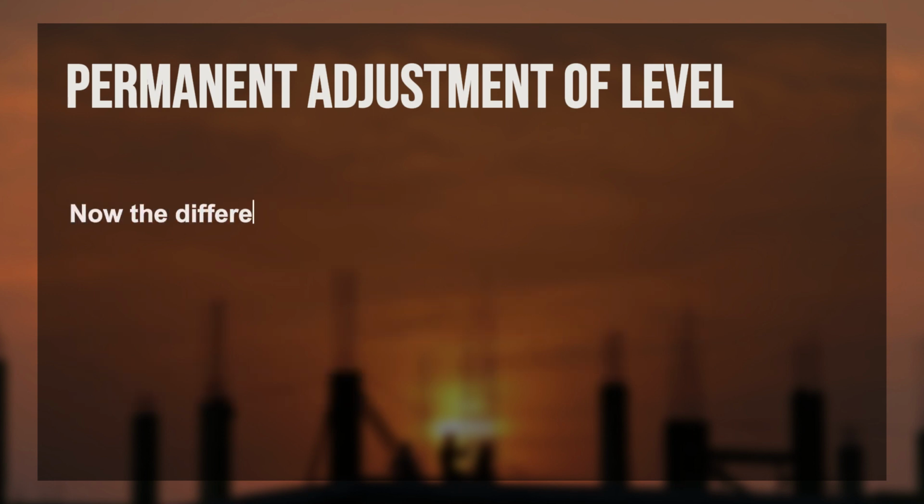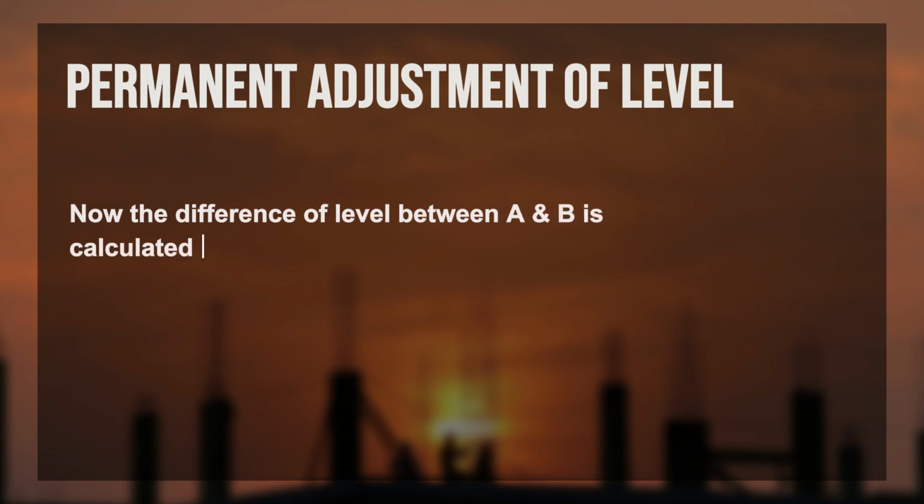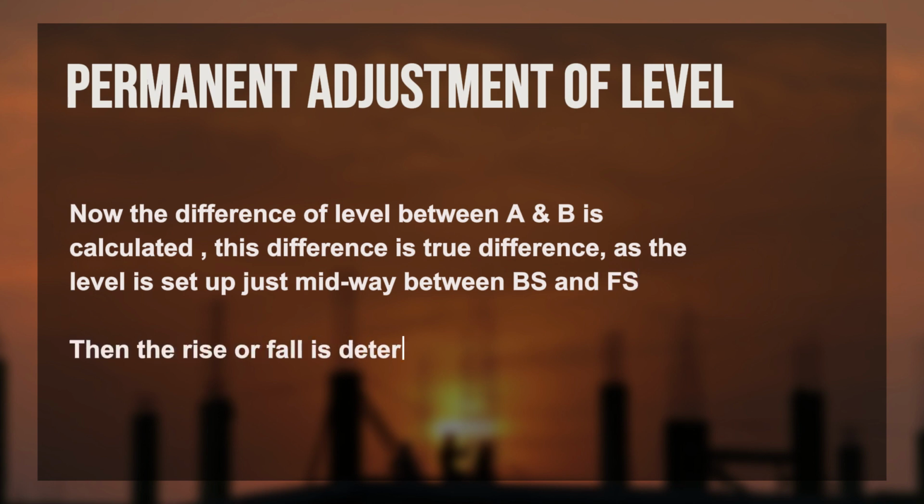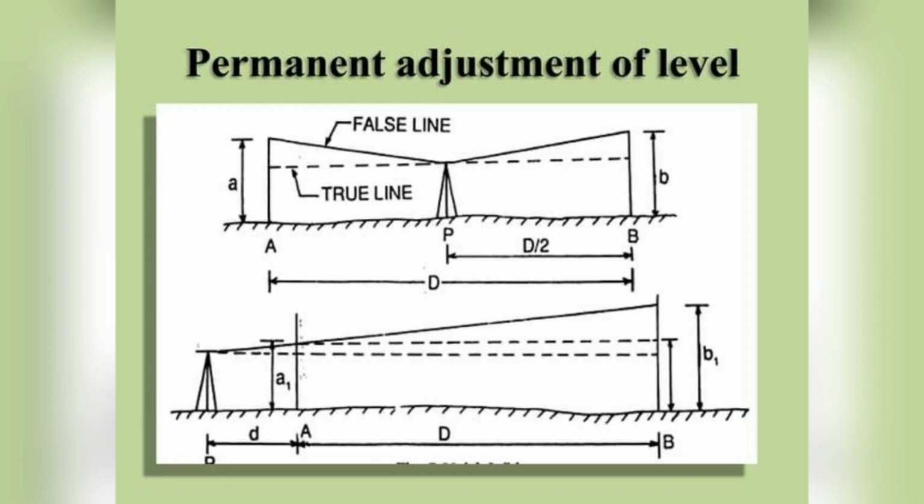Next, the difference of level between A and B is calculated. This difference is the true difference, as the level is set up just midway between the backsight and foresight. Then the rise or fall is determined by comparing the staff readings. This particular figure shows the procedure I just narrated.